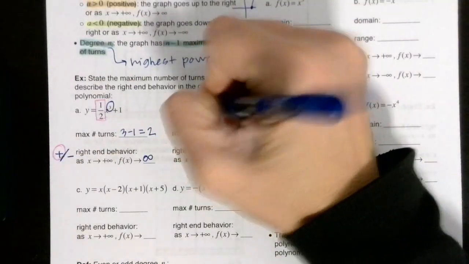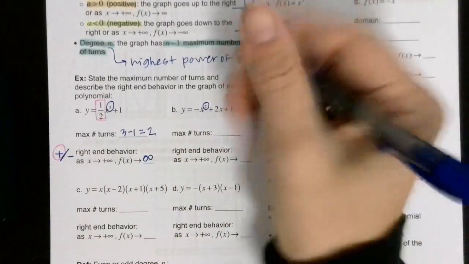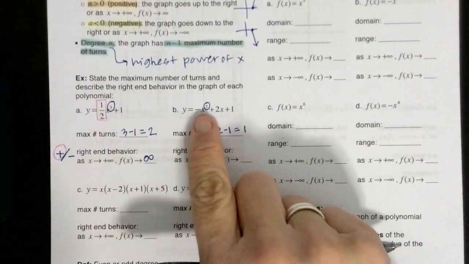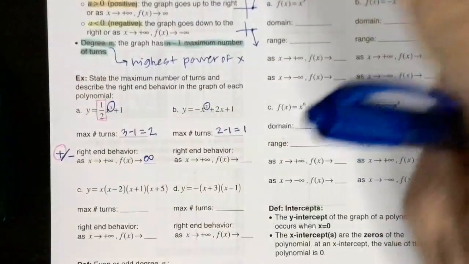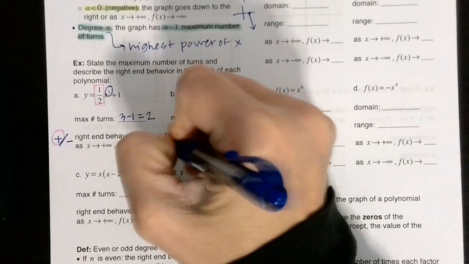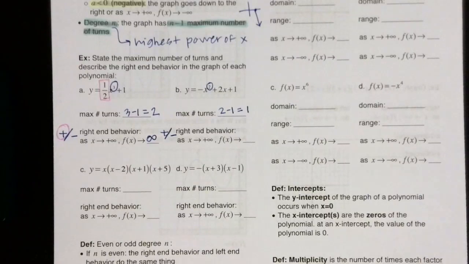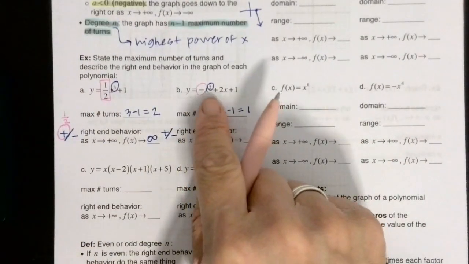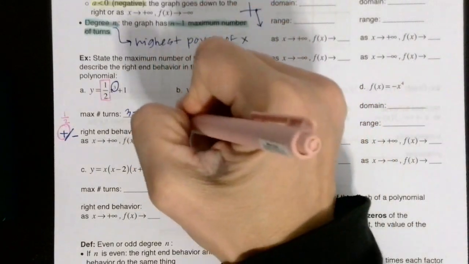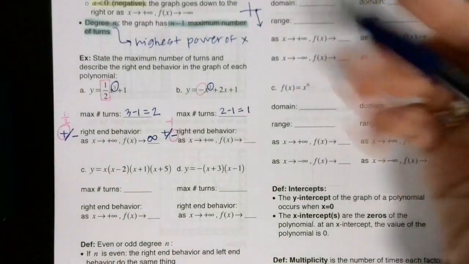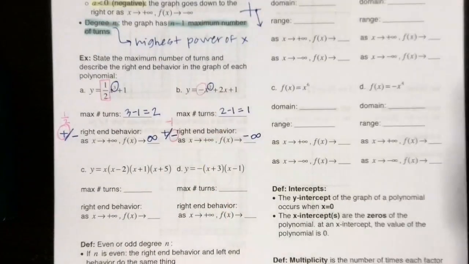Let's look at the next one. The highest power of x is 2. So the maximum number of possible turns is 2 minus 1. So this graph will only take 1. And if you look, it's an x squared graph. So that's a parabola, and a parabola only makes 1 turn. Now for the right end behavior, I keep telling you guys to do this plus or minus. And again, this right here is -1. So we're looking at 1/2 on this guy, but the number in front of the highest power of x here is -1, and that's negative. So guess what the graph is going to do? It's going to go down forever. So we're going to write negative infinity.